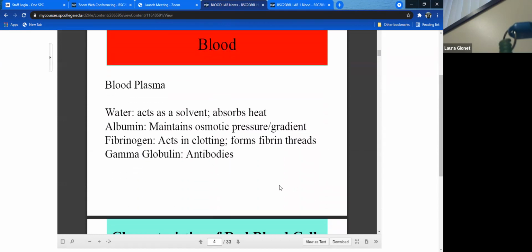So blood plasma, the water acts as a solvent, absorbs heat, helps distribute heat very well, actually. Albumin maintains an osmotic pressure or gradient. Fibrinogen acts in clotting and helps form fibrin threads, but you can just say acts in clotting, that's fine. And gamma globulins are antibodies. We'll look at the 5 different classes of antibodies later within the course.